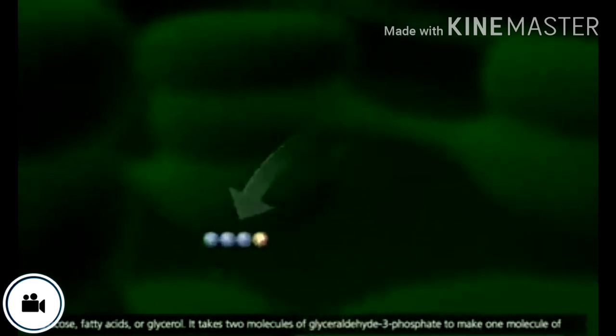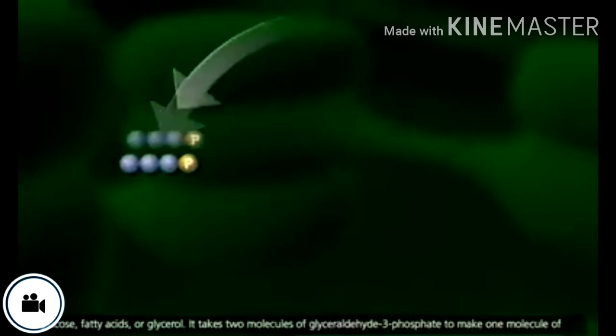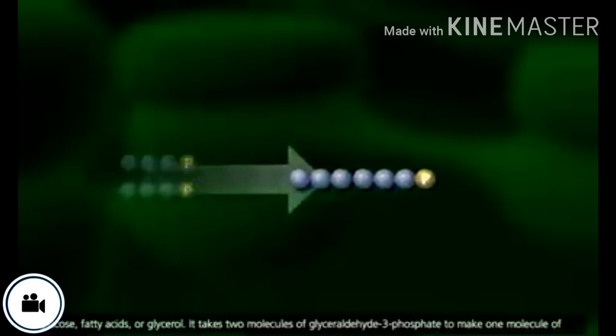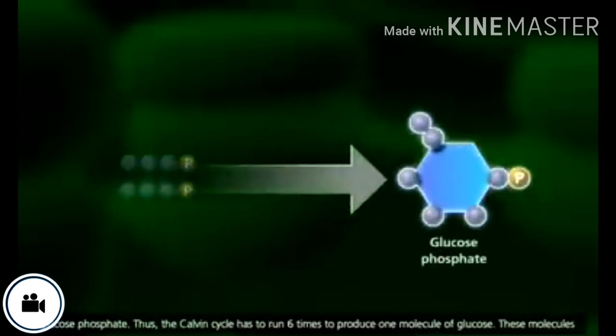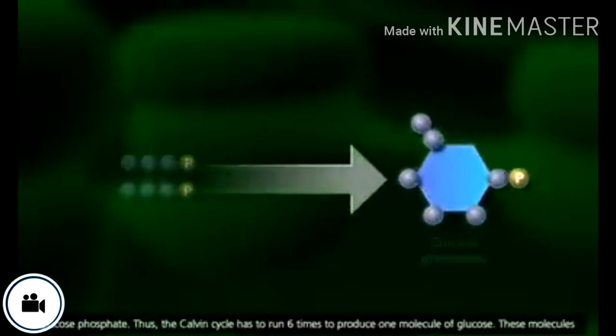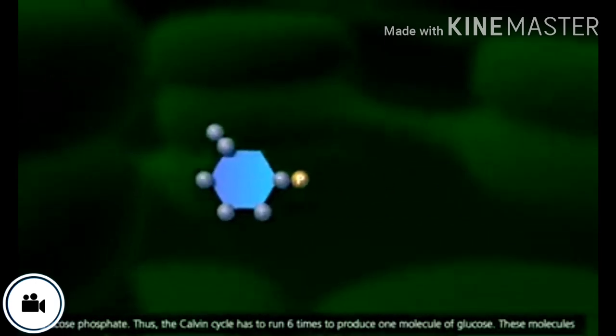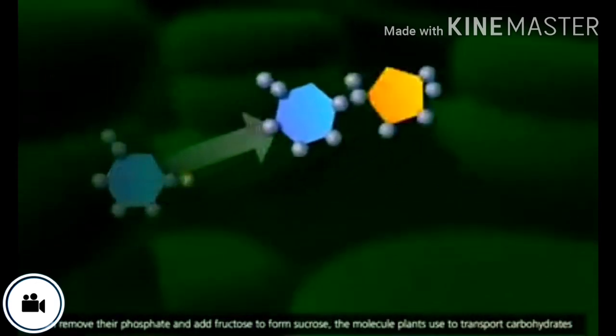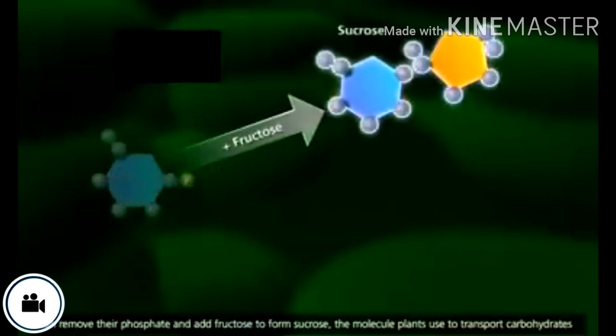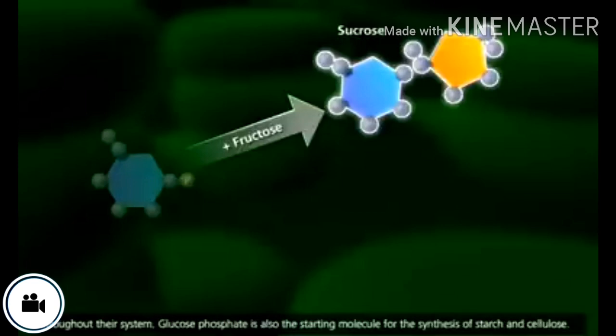Now, these molecules can remove their phosphate and add fructose, and by this they form sucrose, the molecule plants use to transport carbohydrates. Glucose phosphate is also the precursor molecule for the synthesis of starch and cellulose. Plants produce sugar to use as storage molecules and structural components for their own benefit by utilizing the energy of the sun along with inputs of water and carbon dioxide. So plants act as a glucose factory because they produce glucose as the first product of photosynthesis.